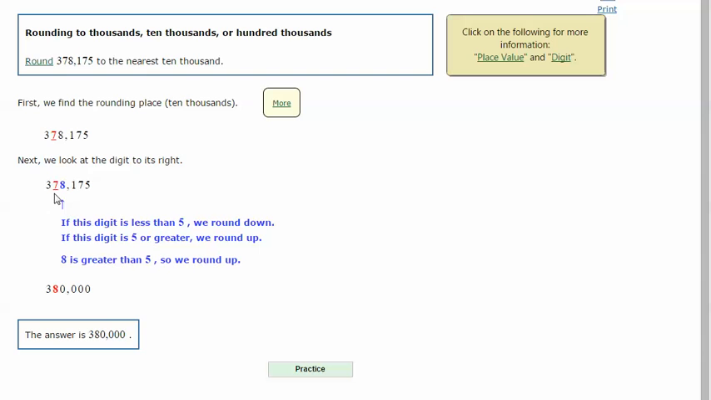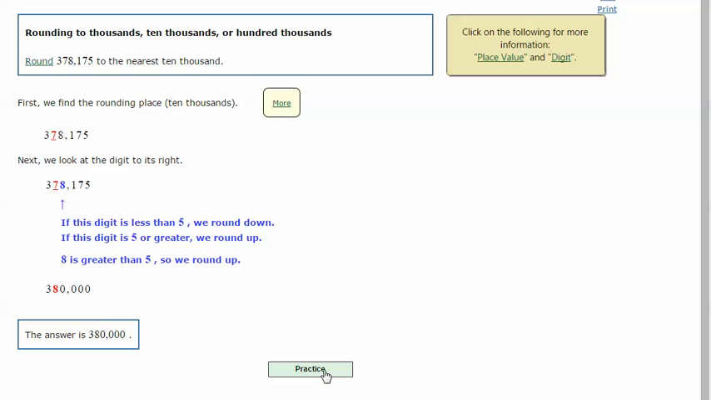We also need to look at the number directly to the right of the 7, the 8. If this digit is less than 5, we round down to 370,000 in this case. If this digit is 5 or greater, we'll round up. In this case, we would be rounding up to 380,000. An 8 is 5 or greater, so 378,175 rounded to the nearest 10,000 is 380,000.